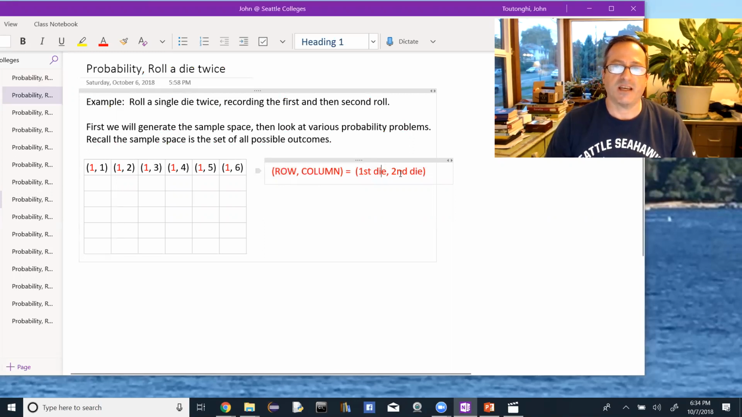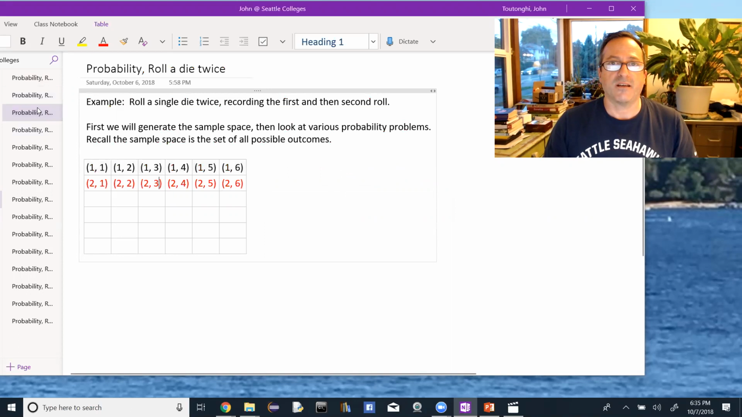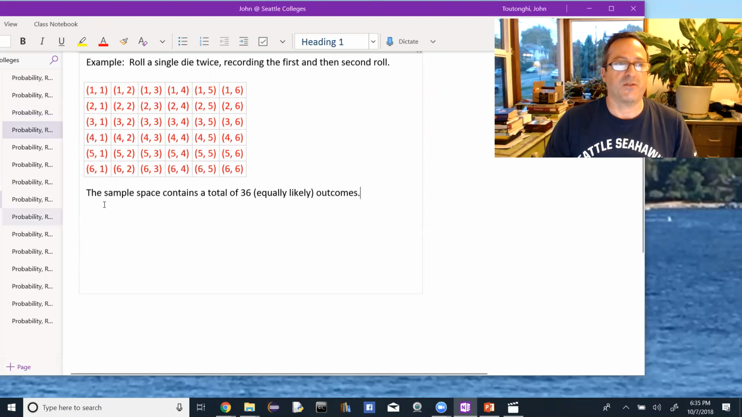The row represents the first die, the column represents the second die. You'll notice this is actually the reverse of Excel, but I did this first and then realized that, so it'll work. So again, we generate the first row, which is the first die is 1, the second die is 1 through 6. Then I do the same thing for the second row, where the first die is a 2, and the second die is 1 through 6. Then I just do that for the rest of the rows, being 3, 4, 5, and 6. So you'll notice in each row across, I keep the first die the same, and I let the second die roll through the values 1 through 6. And our sample space has a total of 36 equally likely outcomes.